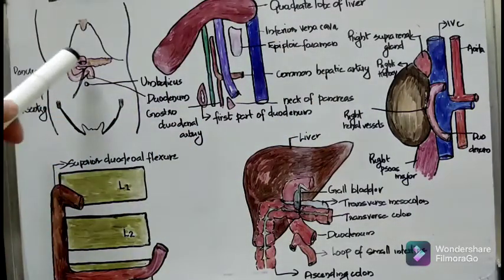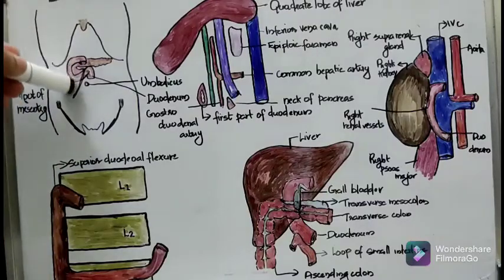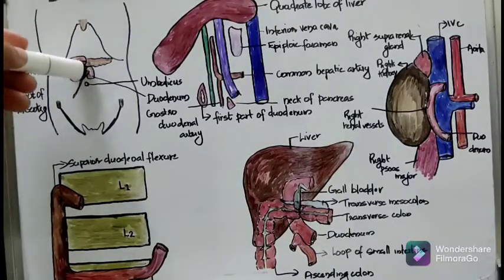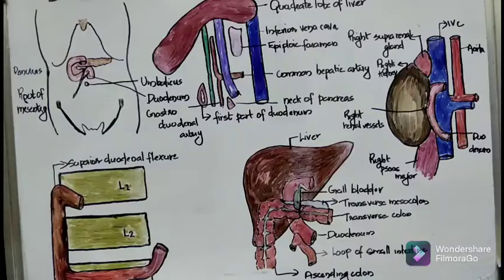Medially there is the head of the pancreas. This is the second part of the duodenum. Medially there is the head of the pancreas as well as the bile duct. You cannot see that. So there is the head of the pancreas as well as the bile duct, and laterally there is the right colic flexure. So these are the relations of the second part of the duodenum.